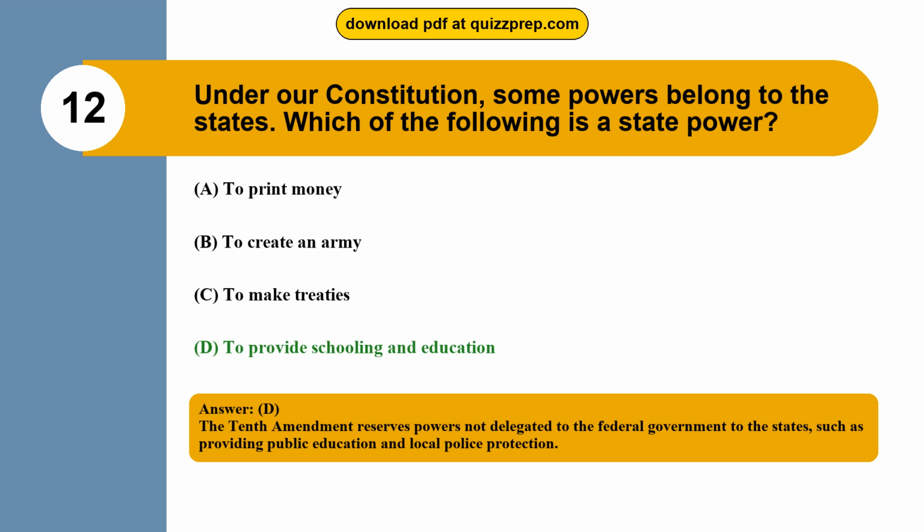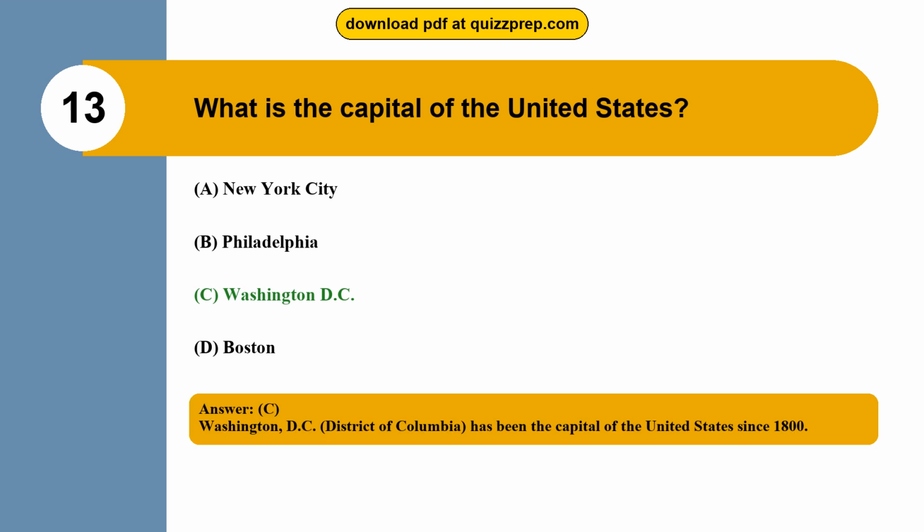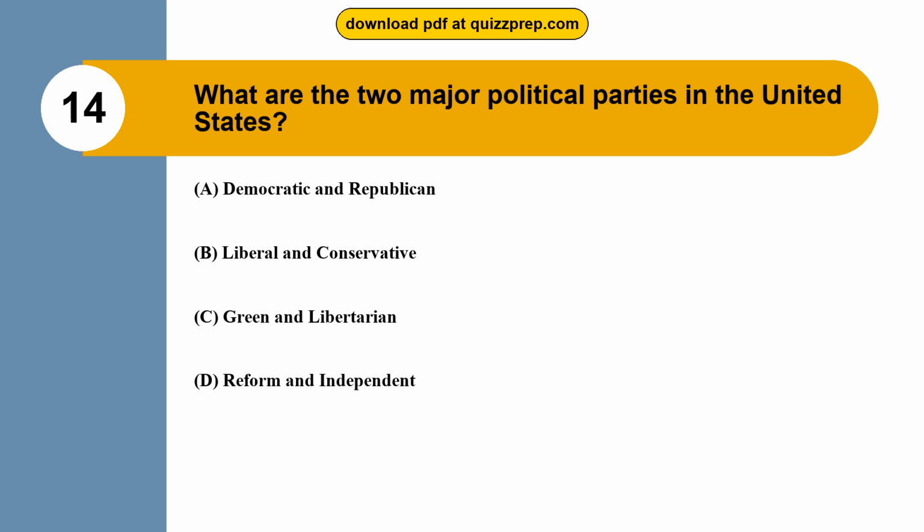The 10th Amendment reserves powers not delegated to the federal government to the states, such as providing public education and local police protection. Question 13. What is the capital of the United States? Option A, New York City, option B, Philadelphia, option C, Washington, D.C., option D, Boston. The correct answer is option C, Washington, D.C. Washington, D.C., District of Columbia, has been the capital of the United States since 1800. Question 14. What are the two major political parties in the United States?